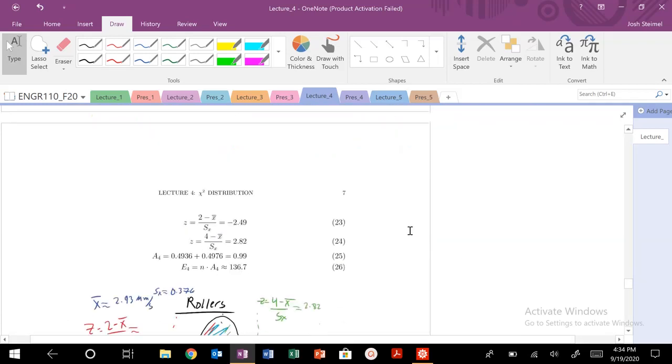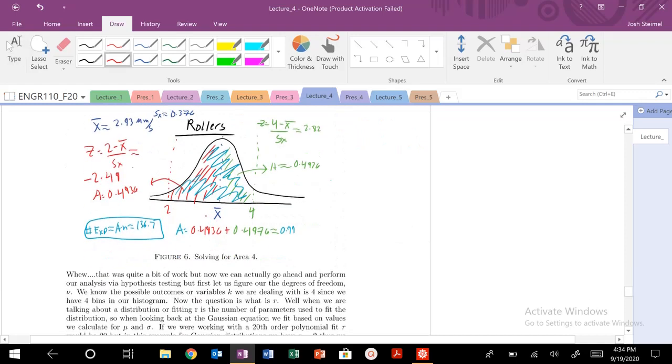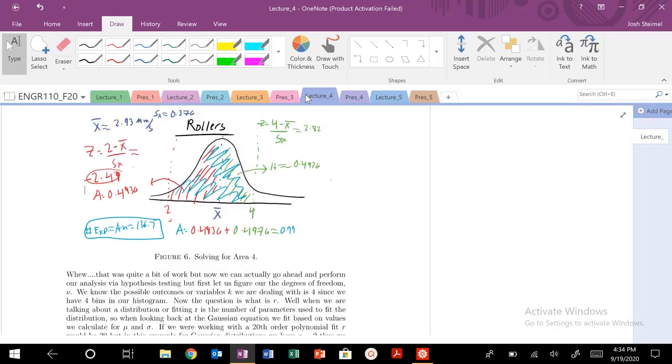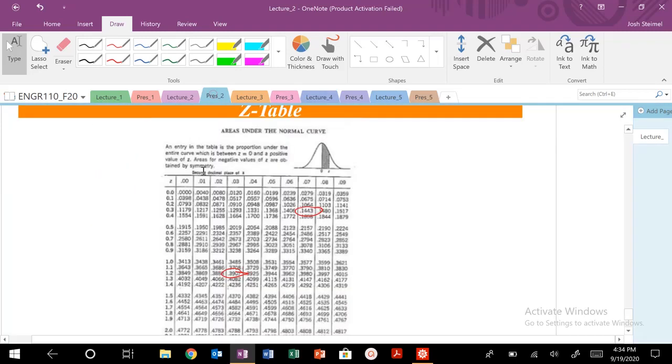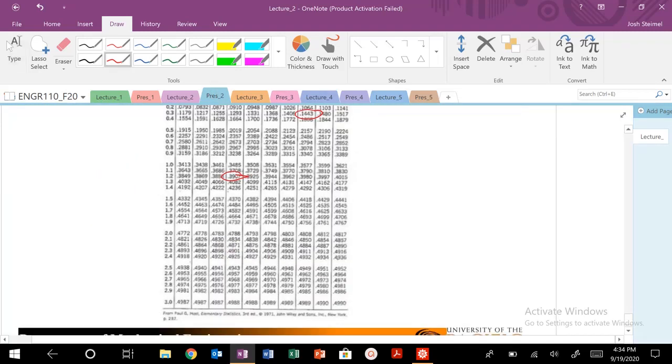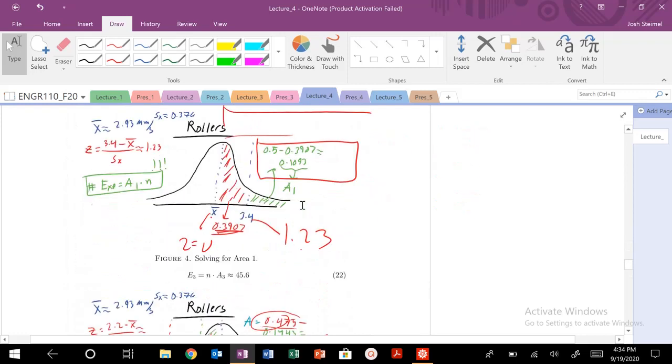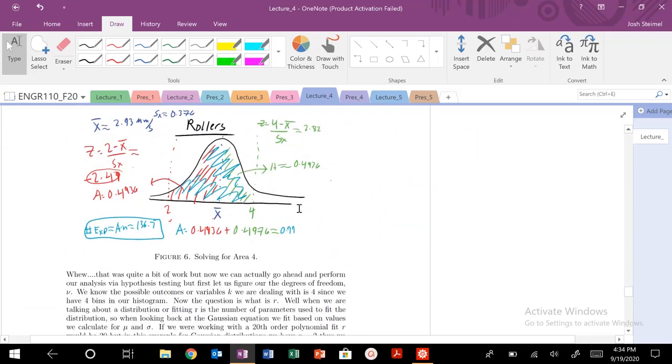And then finally, we're asked between 2 and 4 for z value. So here I'm going across my boundary. I need to first find, okay, what is the z value associated with 2? So I could see that's a z value of 2.49, just to round it up. Let's double check that. So between here and here, 0.4396. A z value of 4 is equal to 2.82.